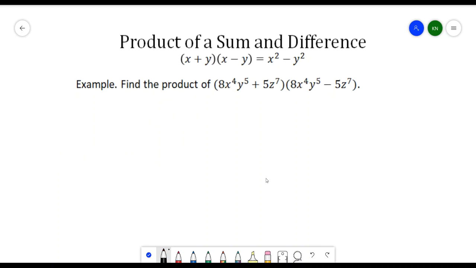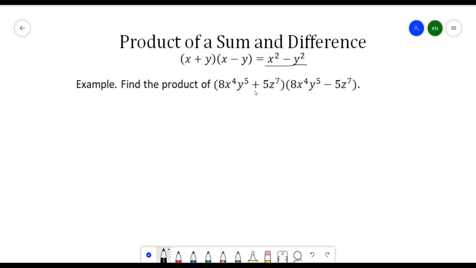Now moving on to the second type of our special product. So we have here product of a sum and difference. And this comes in the form of x plus y times x minus y. And then if this is the given problem or given equation, the result should be x squared minus y squared. So, for example, we have here find the product of 8x to the fourth y to the fifth plus 5z7 times 8x to the fourth y to the fifth minus 5z7.